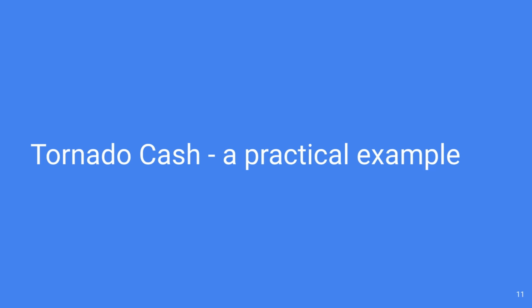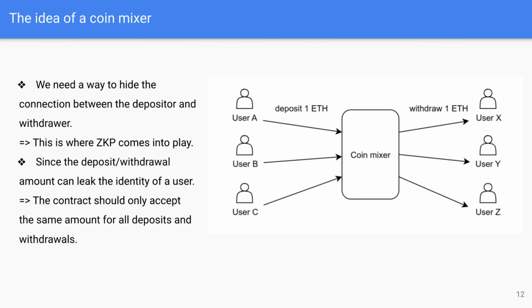Now in the last section, we'll come up with a practical example, Tornado Cash, and through this section, we'll analyze how Tornado Cash works and how zk-SNARK can be applied to achieve transaction privacy. Tornado Cash can be seen as a coin mixer, where multiple users deposit their coins into the contract. The contract then mixes these coins and allows recipients to withdraw the corresponding amount.